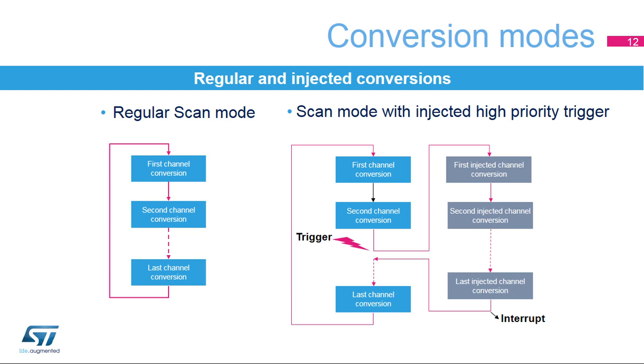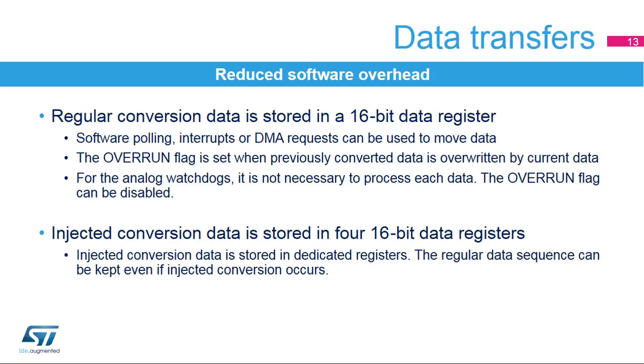If an injected conversion is started, the ADC stops converting the normal conversion channels and proceeds to convert the injected configured channel. At the end of all injected channel conversions, the ADC resumes the conversion from the channel where the normal conversion was stopped. When the trigger occurs, the regular conversion needs to be finished before the ADC proceeds to the injected conversion. The ADC conversion result is stored in a 16-bit data register.